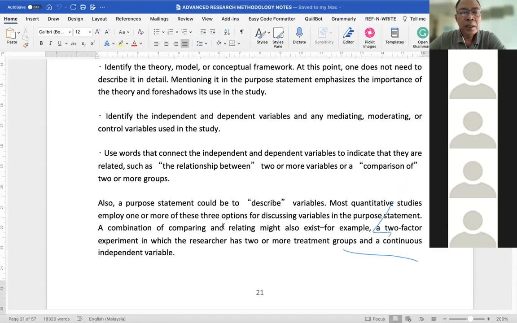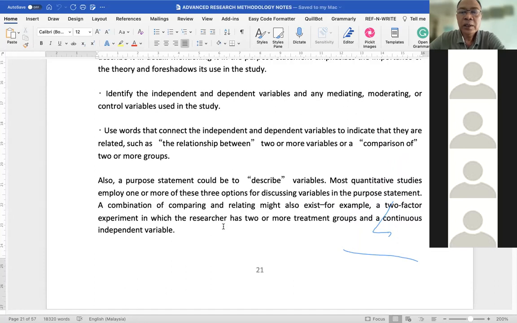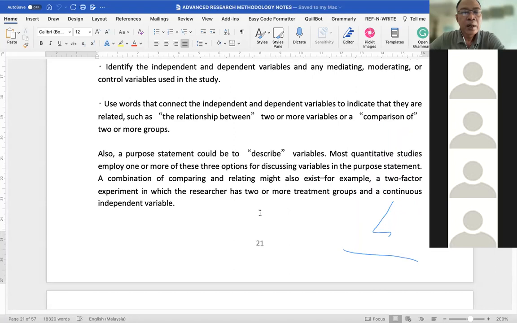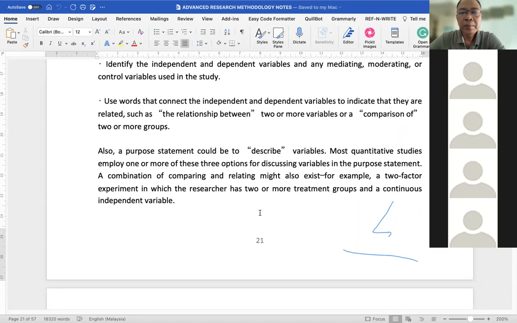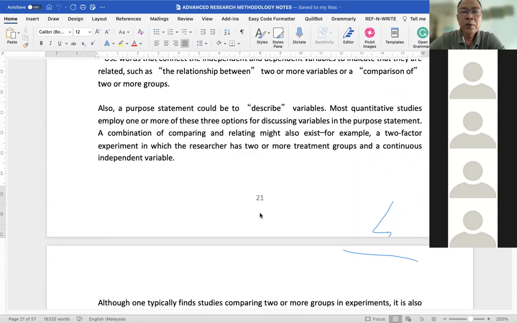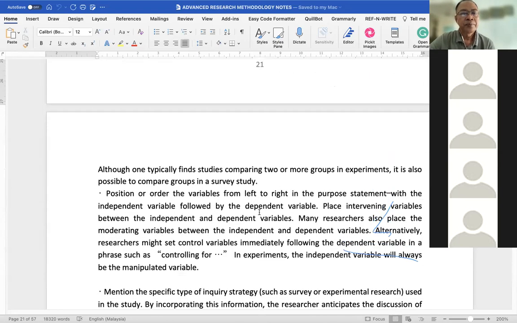Also, a purpose statement could be to describe variables. Most quantitative studies employ one or more of these three options for discussing variables in the purpose statement. A combination of comparing and relating might also exist. But in our case, usually I found that most of the PhD theses focus on the relationship, right? How one variable influences the other variable.